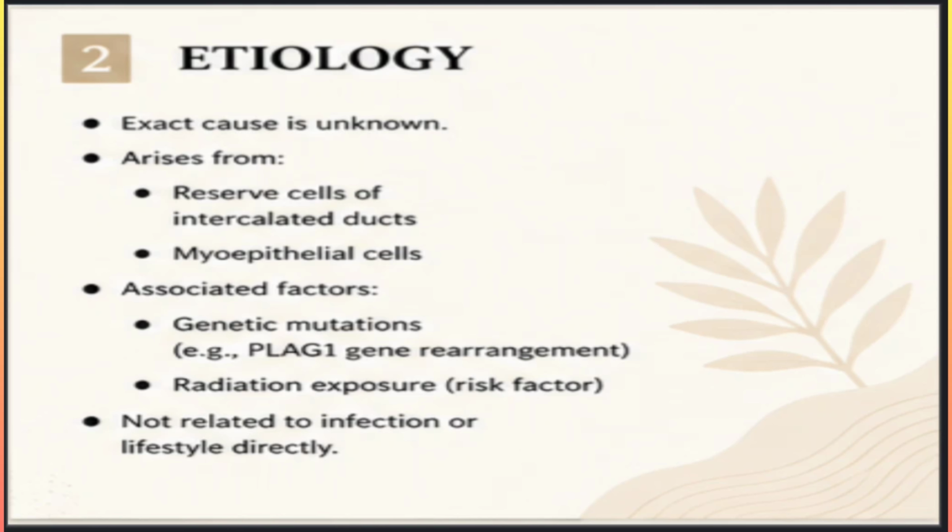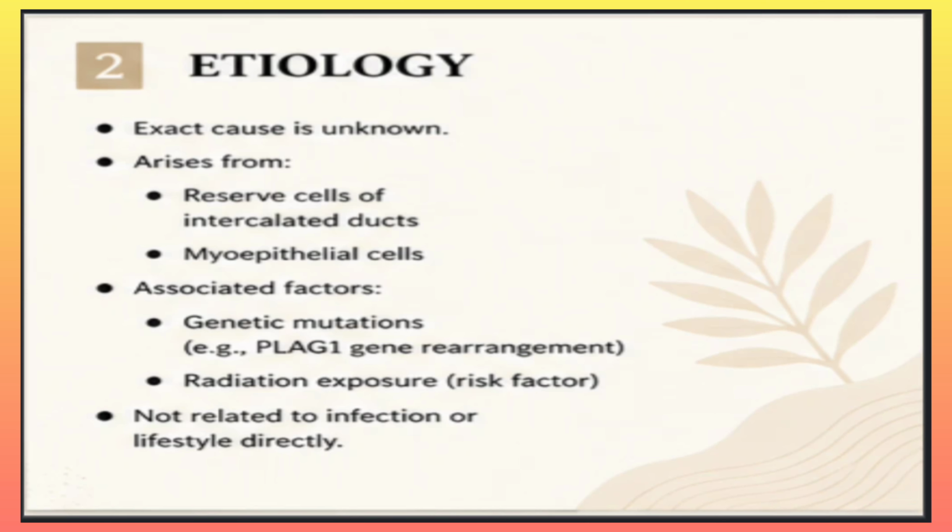Now let's move on to the etiology of pleomorphic adenoma. The exact cause is unknown. Theories suggest that they arise from reserve cells of intercalated ducts and myoepithelial cells, and other associated factors that are genetic, such as genetic mutations, for example the PLAG1 gene, that is the pleomorphic adenoma gene 1 rearrangement, and radiation exposure, and it is not related to infection or lifestyle directly.